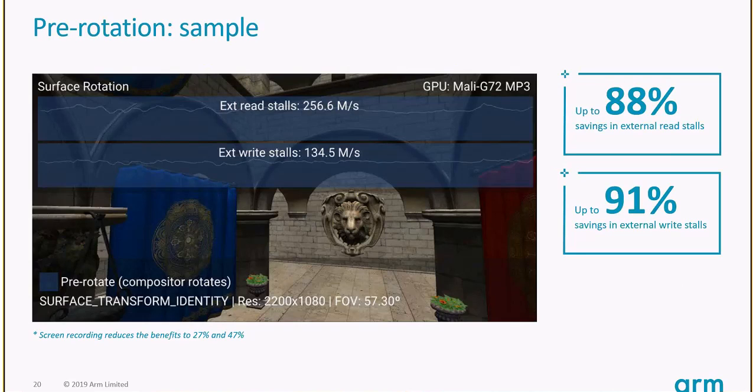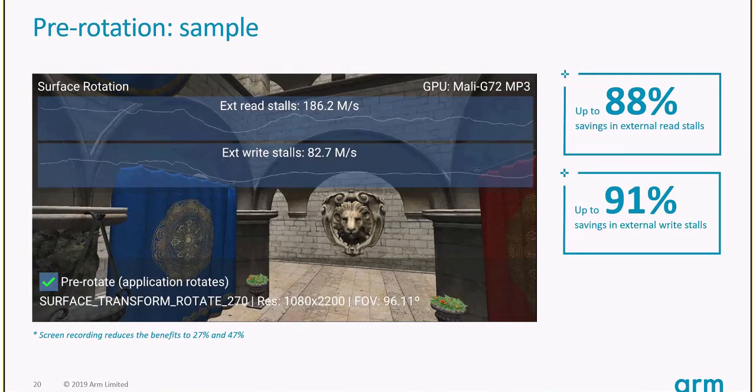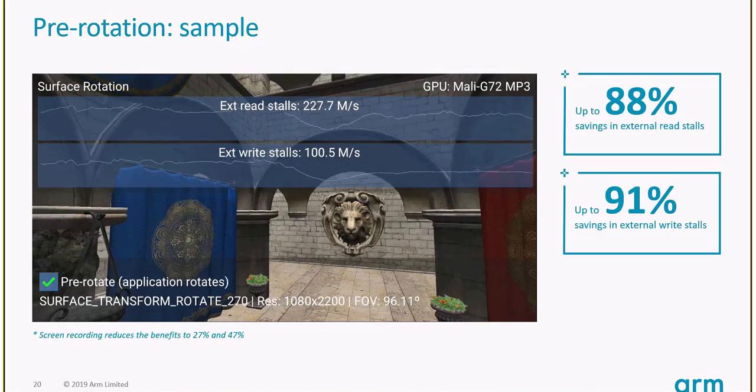And here the result. So this is in a phone which doesn't have a display processor that is smart enough to handle the rotation. And as you can see, the moment where we enable pre-rotate, we see a major saving in terms of external read stalls, which means that the system memory bandwidth is less stressed if the application takes care of the rotation itself.